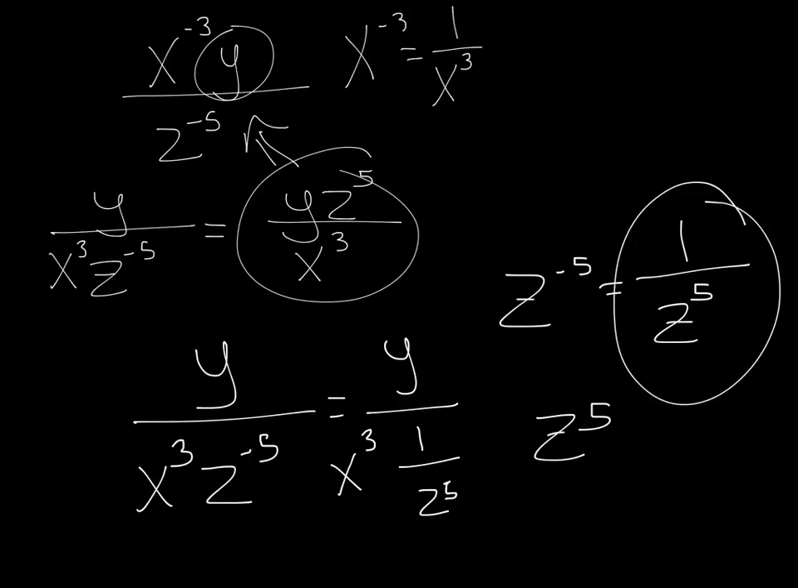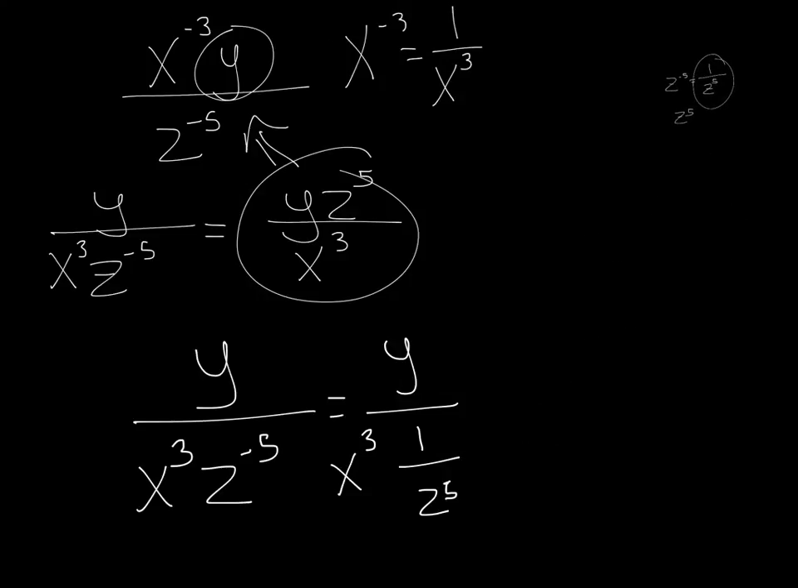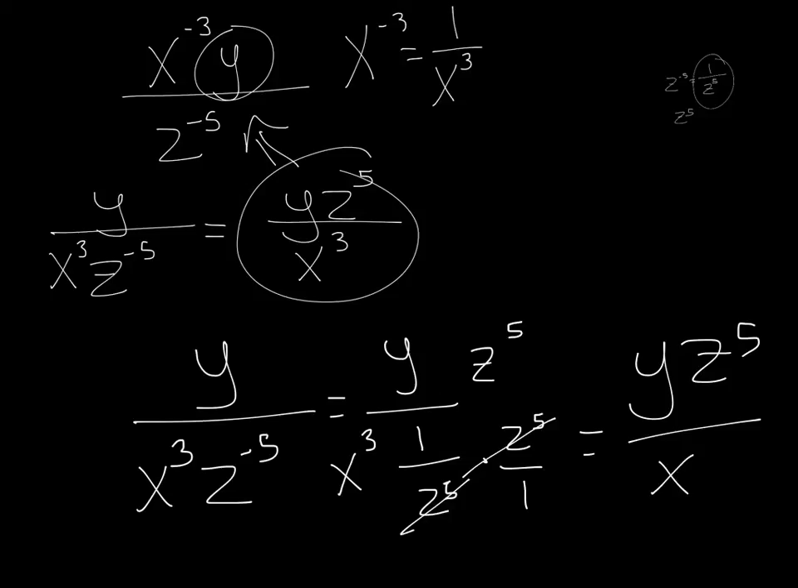And so when you do that, it just gets moved to the top when you flip it over and multiply by z to the 5th. Because whatever you do to the numerator, you have to do to the denominator, and whatever you do to the denominator, you have to do to the numerator. So when I multiply this by z to the 5th over 1, these cancel and go away. But I have to also do multiplication by z to the 5th in the numerator. So I get y z to the 5th over that remaining x cubed. And I guess that might be a brief explanation as to why that works.